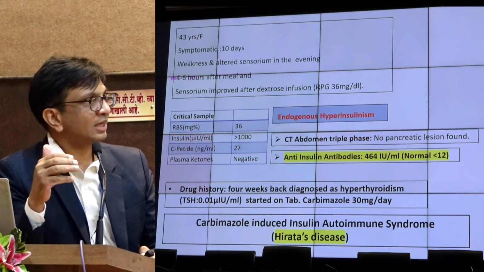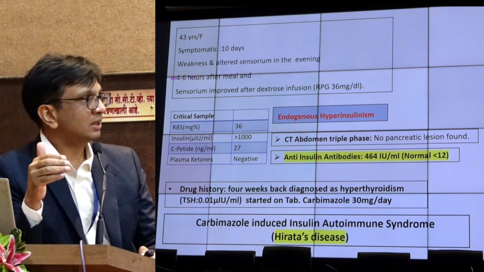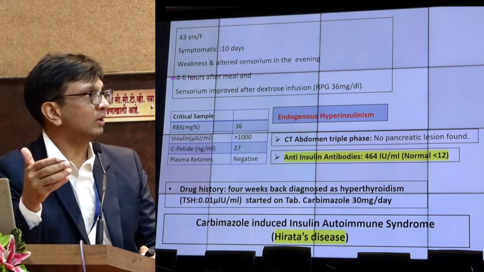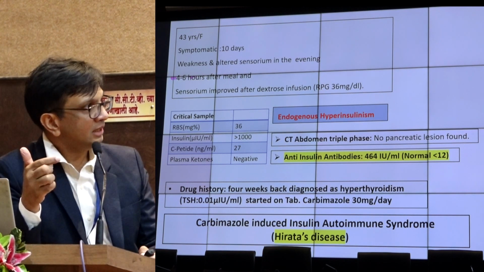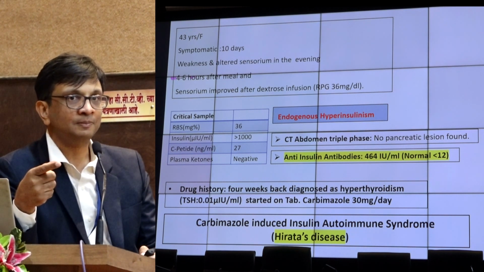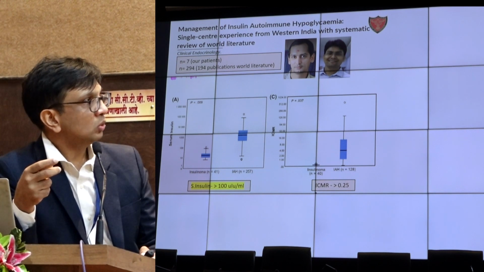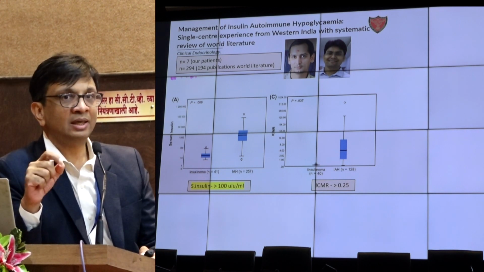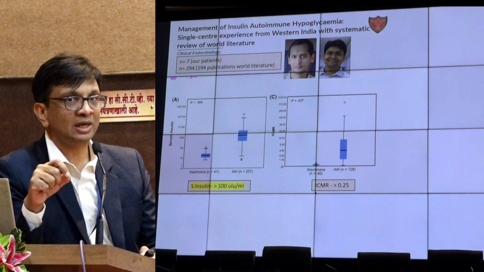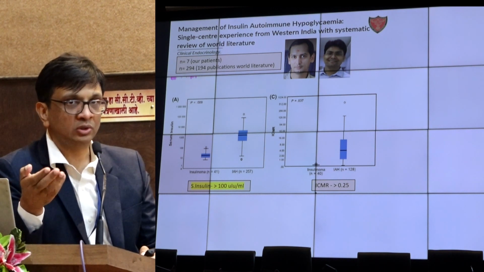You can prove it by doing an anti-insulin antibody, which came out to be high. One of the drugs which can do this is an anti-thyroid drug, which classically does it. And he had a history of being diagnosed with hyperthyroidism, was started on neomercazole for the same, and that precipitated it.